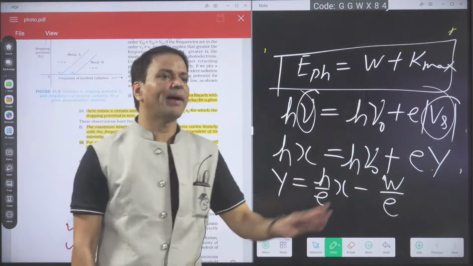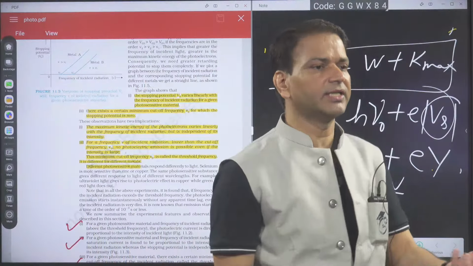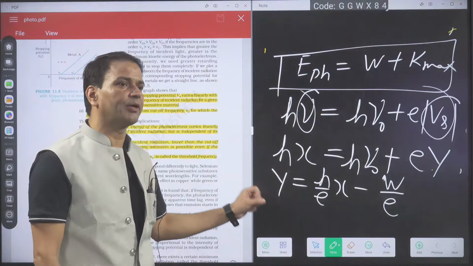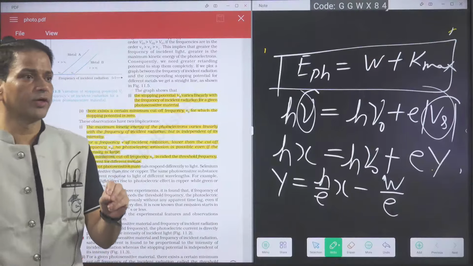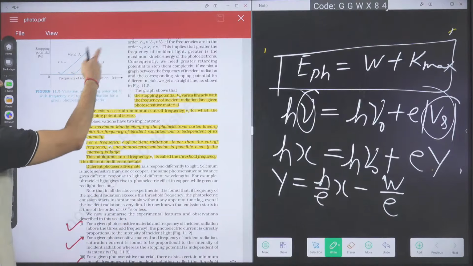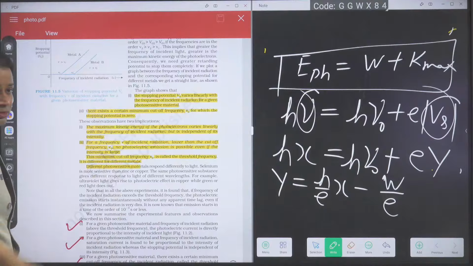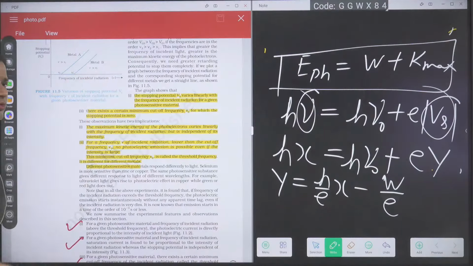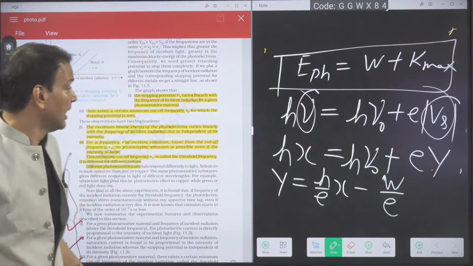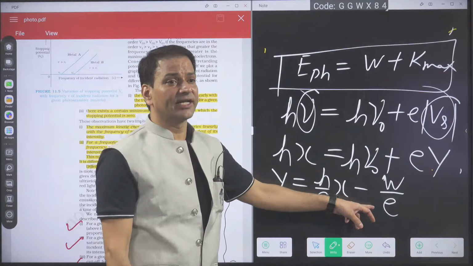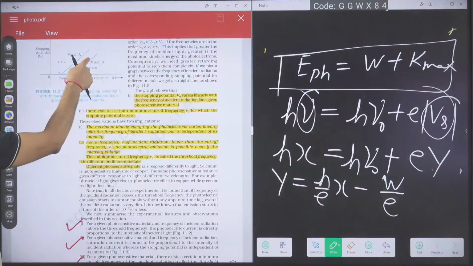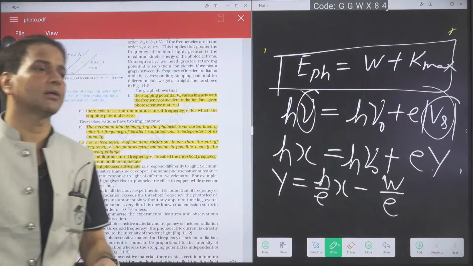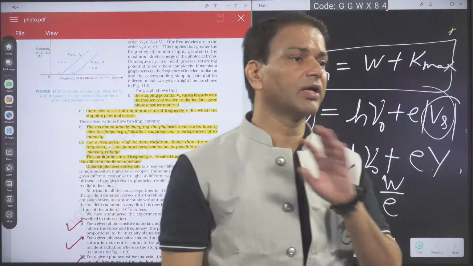So the slope for all metals is constant, because h is the Planck constant and e is the electronic charge, which is a constant. So for any metal, when we plot the graph between the stopping potential and the frequency, the slope will be constant. That's why all lines are parallel to each other. Metal A and metal B are parallel to each other. Everybody got it? Whatever metal you are taking, we will get a parallel straight line. Whose work function is more, that negative intercept will be more. Like metal B, the y-intercept is more negative, so I can say metal B has the more work function.